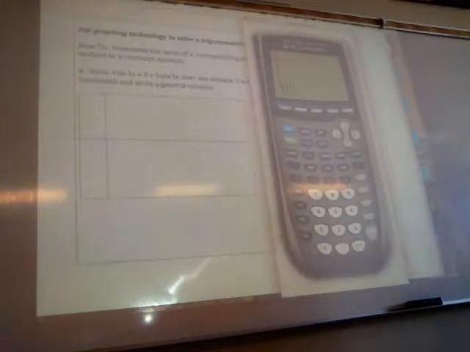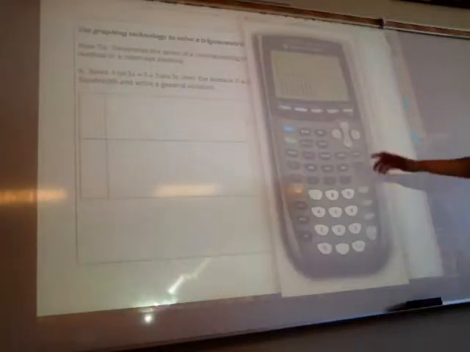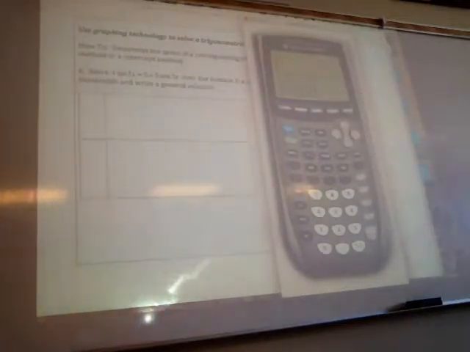So if you get a graph like this, troubleshoot. My problem is my mode. I didn't change it to degree mode. So that's why I'm getting this wonky graph. I gotta let it do its thing. Change the mode to degree. Okay, try graphing it again.